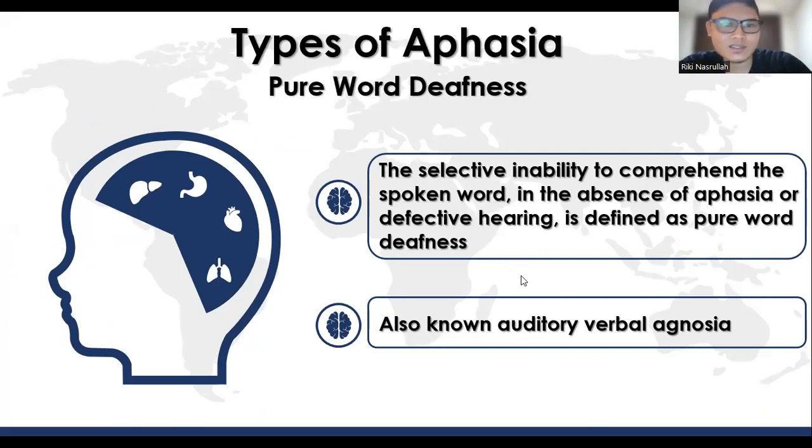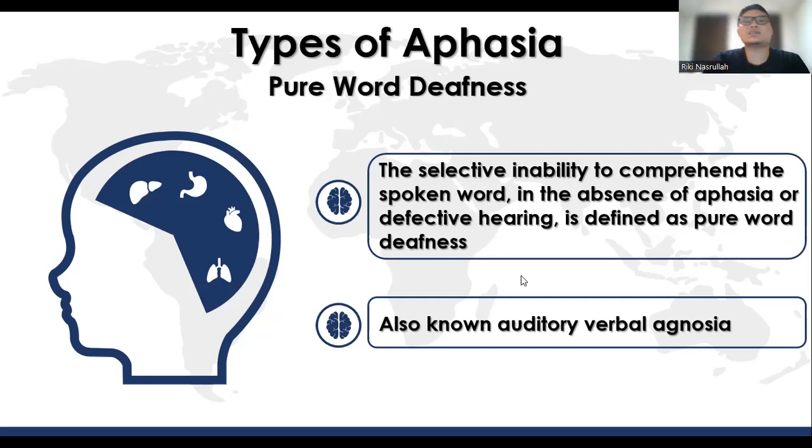There's also what's called pure word deafness, which is the selective inability to comprehend the spoken word in the absence of aphasia or defective hearing, and is also called auditory verbal agnosia. So essentially, remember agnosia is an inability to recognize objects, and pure word deafness is an inability to recognize words as words. So this is an inability to comprehend language generally, an inability to process individual words. So it's a complete inability to comprehend language.